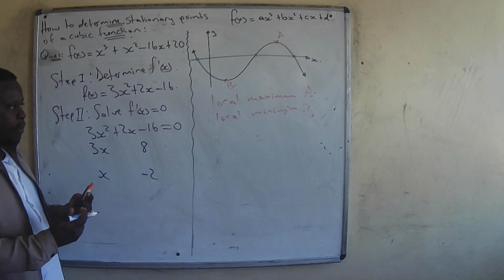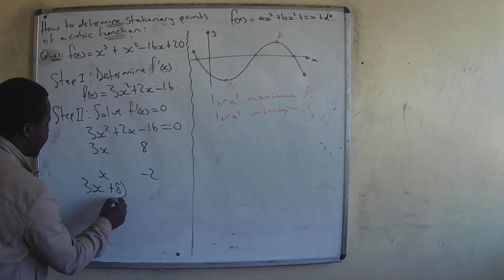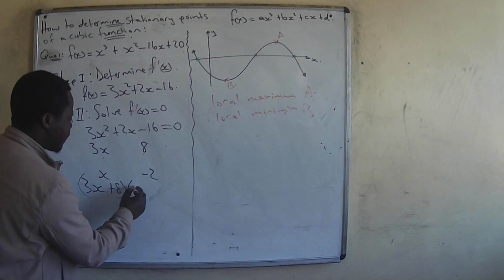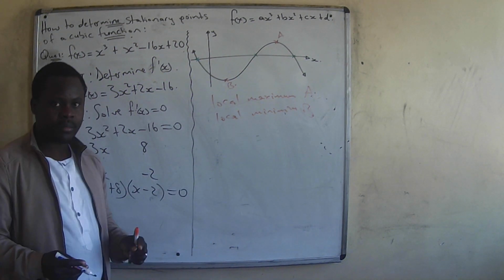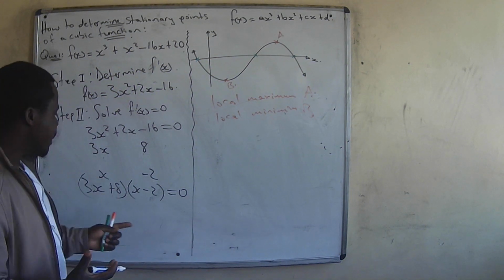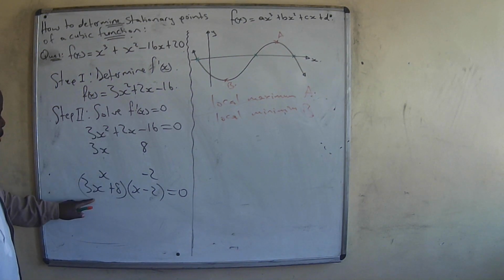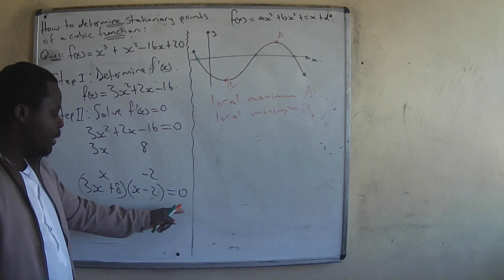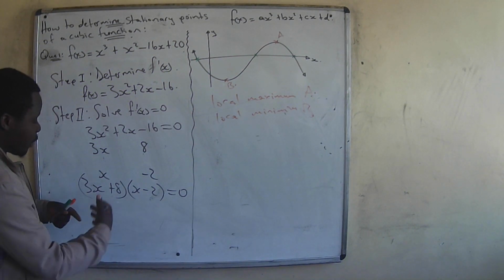So in this case, we now have two pairs. Let's put them in brackets. This is going to be 3x plus 8, because it's positive. We are going to have another bracket, x minus 2. Then we still make it equal to 0. Our equation has been factorized: 3x plus 8 and x minus 2 are equal to 0. The next step is to solve to get the values of x.